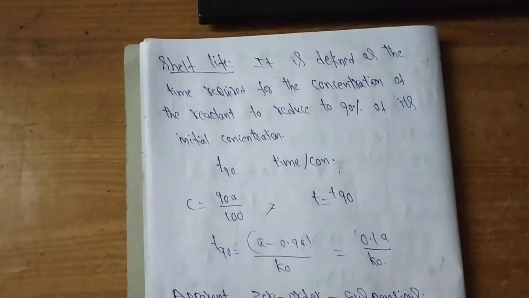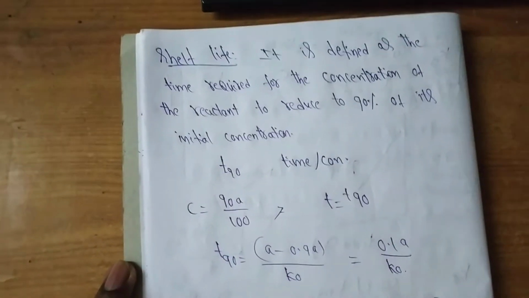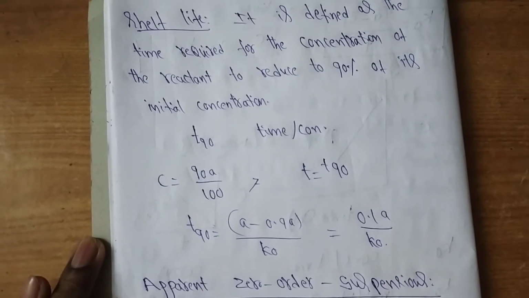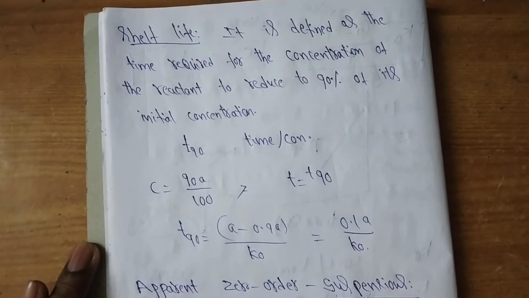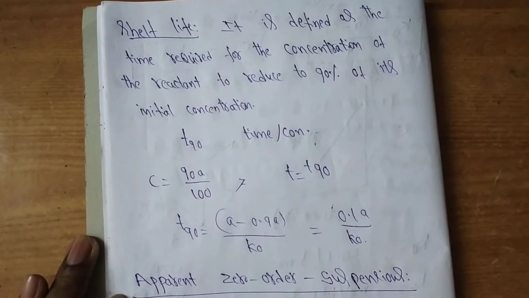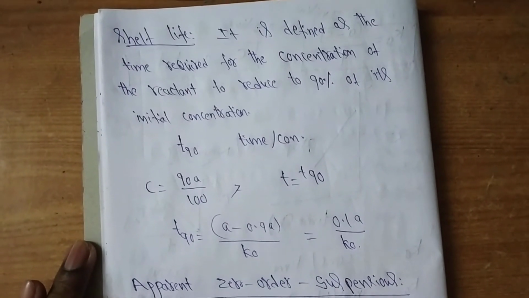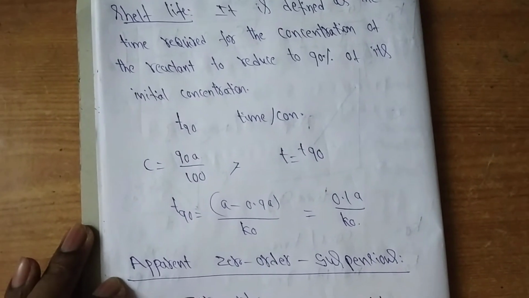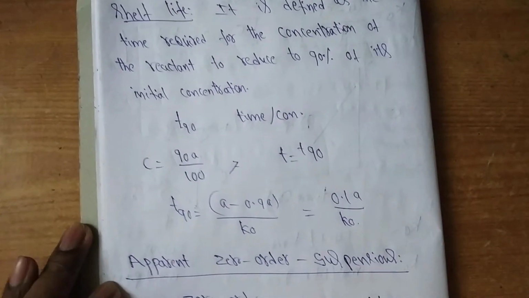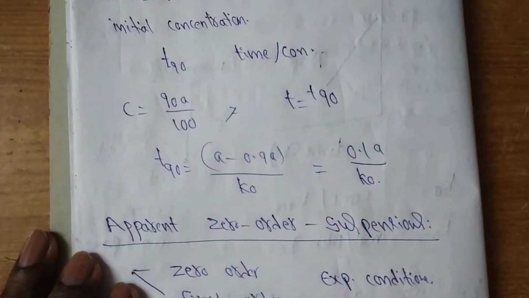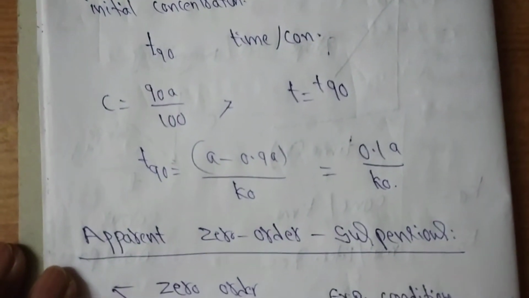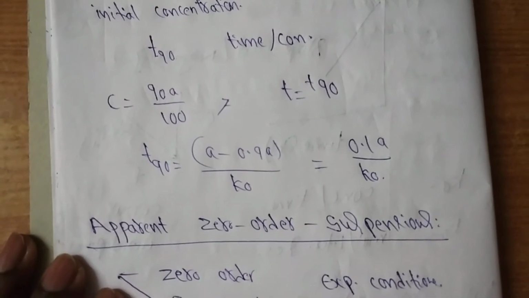Next, shelf life. It is defined as the time required for the concentration of reactant to reduce to 90% of its initial concentration. It means the concentration is reduced by only 10%. Shelf life can be expressed using T90. The units of shelf life are time, such as seconds. It means C is equal to 90% of the initial concentration, and t is equal to T90. So the zero order shelf life can be determined using the following equation: T90 is equal to 0.1 A by K naught.